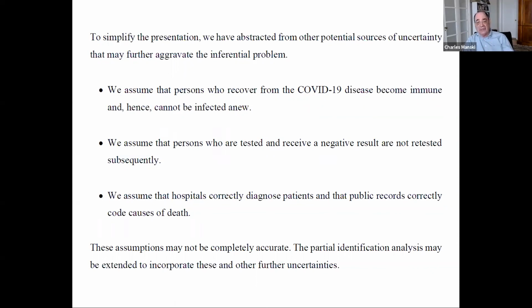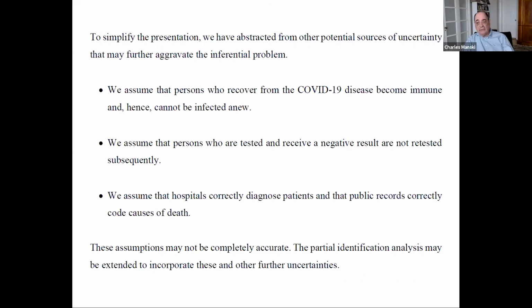Let me note that even though we've been trying to take quite some care in expressing uncertainty, there are yet other sources of uncertainty that we abstract from in this paper, and I want to list them here. Francesca and I don't think they're the same level of magnitude in importance, but they may well be in some circumstances. First, we assume that you cannot be infected anew, so that once you recover from the disease, you become immune. And of course, there's been a lot of discussion of that recently. So we maintain that assumption in the paper.